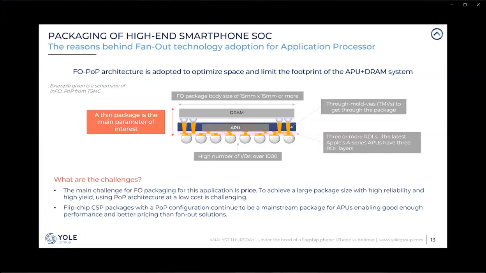So of course, there are still challenges for adoption of fan-out. In terms of price, fan-out is still considered an expensive platform, especially compared to flip chip, which is now the mainstream packaging used for smartphone APU. And at the same time, substrate suppliers and OSATs are all developing better packages using flip chip to try to compete with fan-out and somehow to stop the penetration of fan-out in the market.